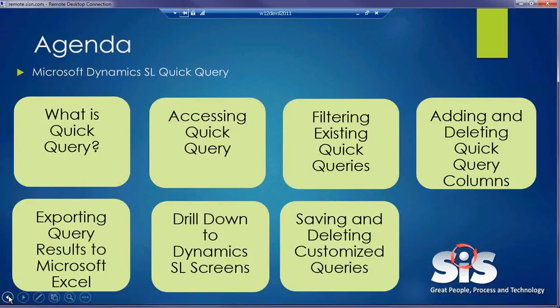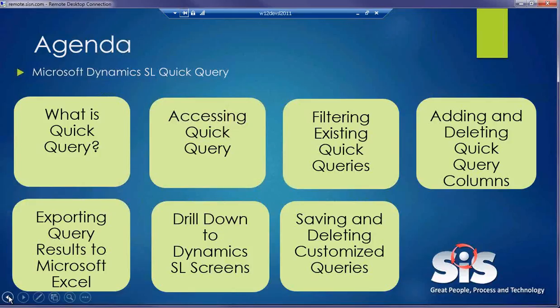So today what we want to talk about, as Talisha went over, is what is Quick Query, which we just touched on, how to access it, how to filter the existing Quick Queries. We'll talk about how you can add and delete columns that are pertinent to the information that you want to see to your queries. You can export any of the query results that you get to Excel. You can export in entirety, or you can select rows that you want to export.